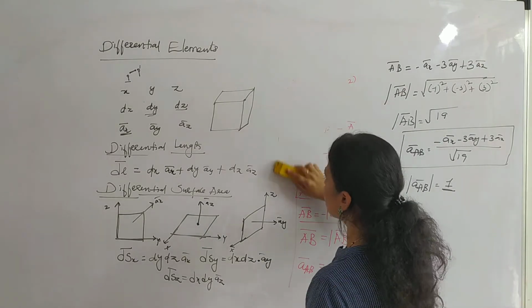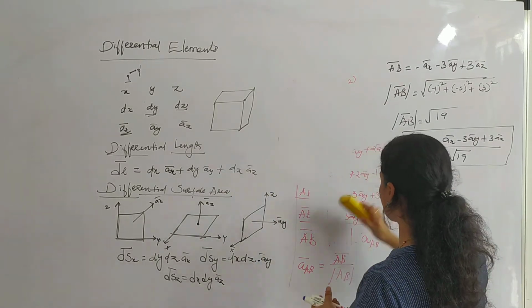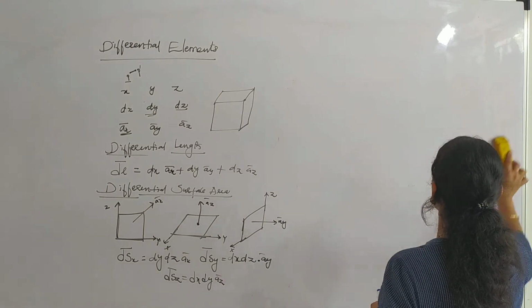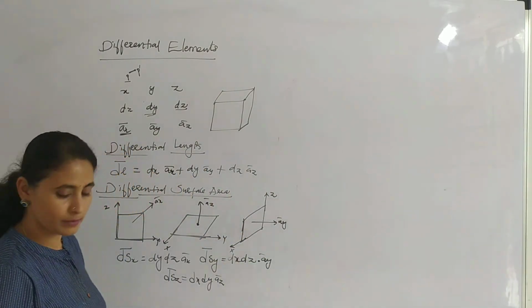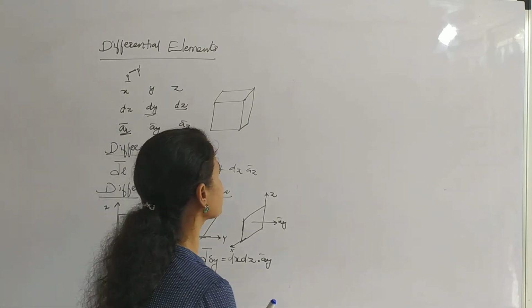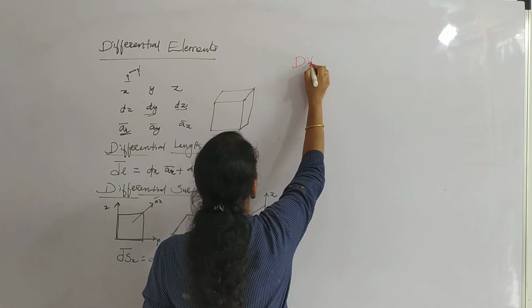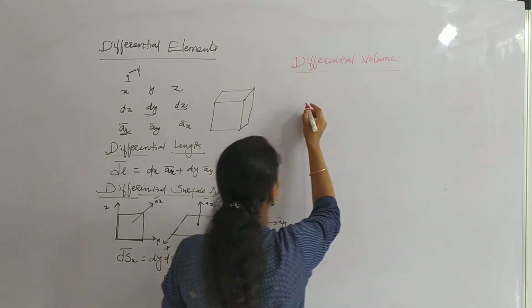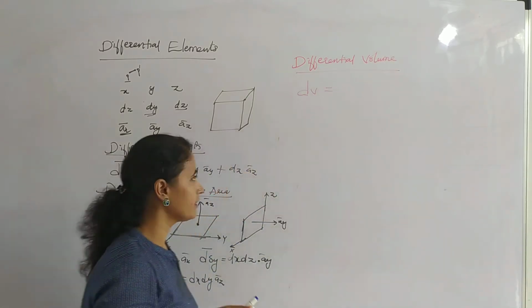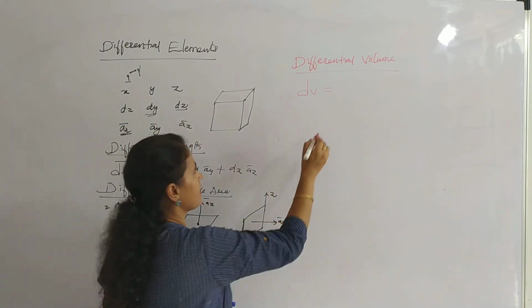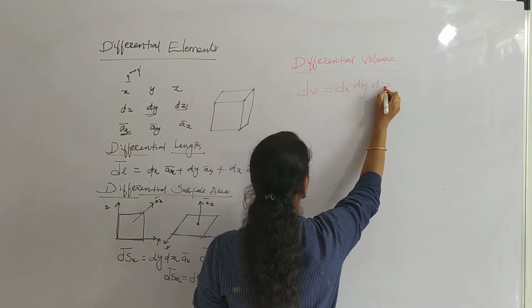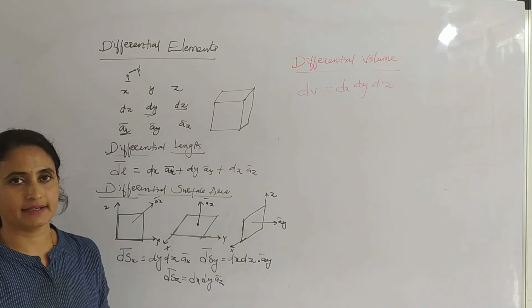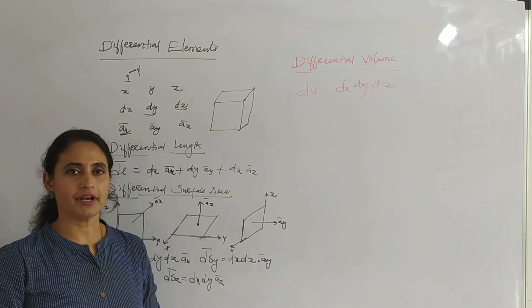The last one is differential volume. So differential length, differential surface, and now differential volume, the differential volume of the differential elements in the Cartesian coordinate system. The differential volume dV is given by length times width times breadth, so it is dx dy dz. This is about the Cartesian coordinate system.